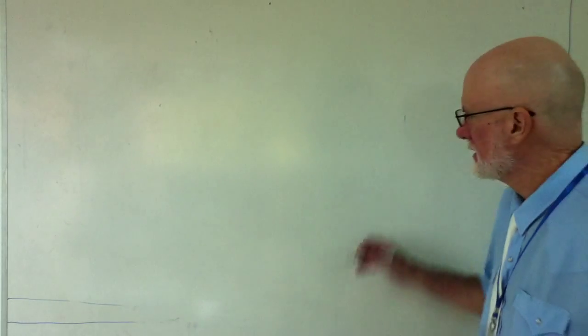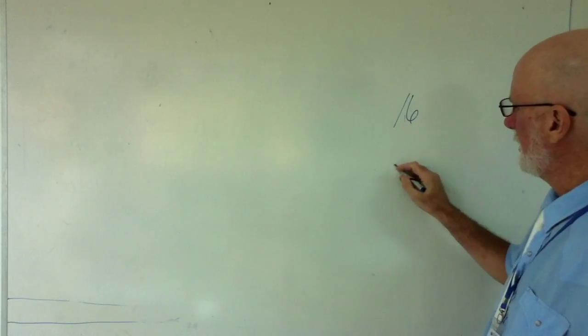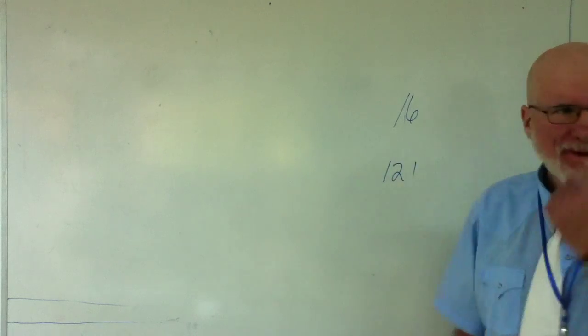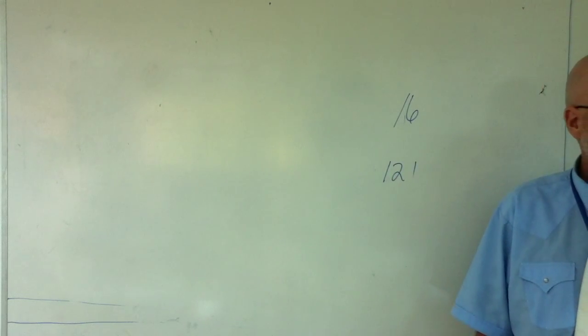It says, write the following in index form with a prime number as a base. 16 and 121. So what do you think? Anybody?